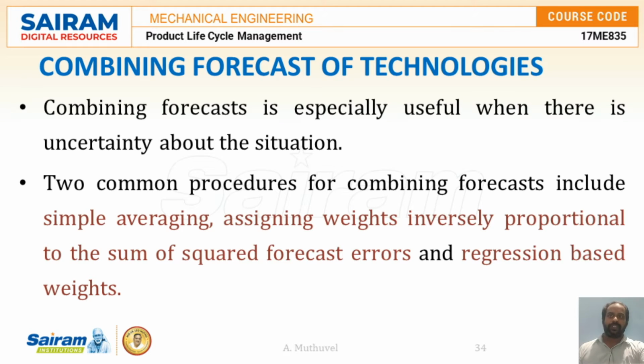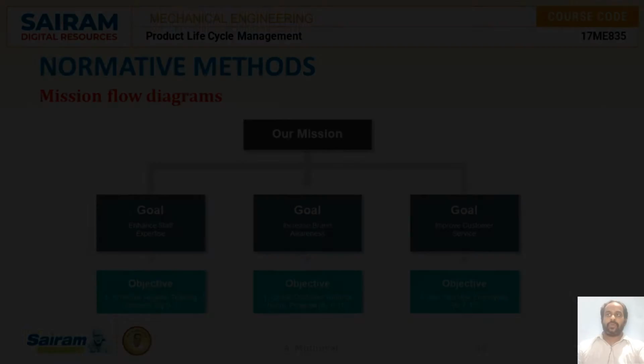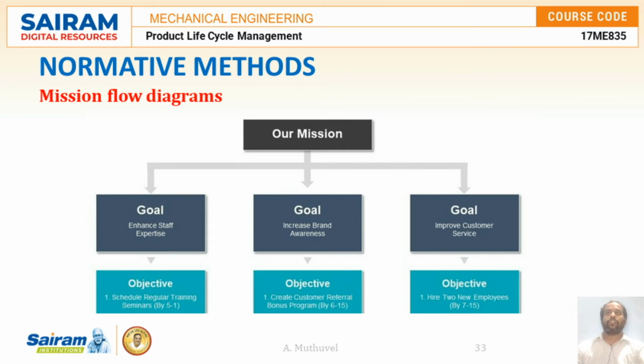Two common procedures for combining forecasts include simple averaging, assigning weights inversely proportional to the sum of squared forecast errors, and regression based on the weight. Now I am going to explain the mission flow diagram of one company.